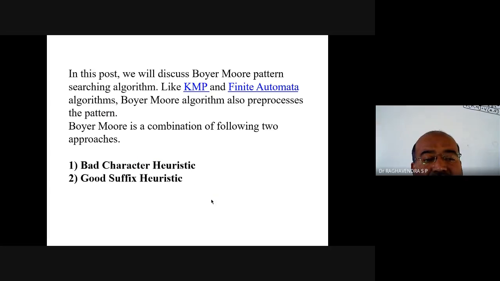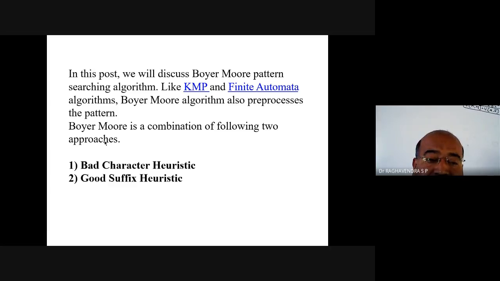So how will this Boyer-Moore algorithm work? In this post, we will discuss the Boyer-Moore searching algorithm, like the KMP algorithm. KMP I have explained in my previous class, and this type of algorithm is also used in finite automata, in particular for heuristic search mechanisms. This Boyer-Moore algorithm also preprocesses the pattern. So what is it going to do? It is going to preprocess the pattern. Pattern means the substring we are going to search.